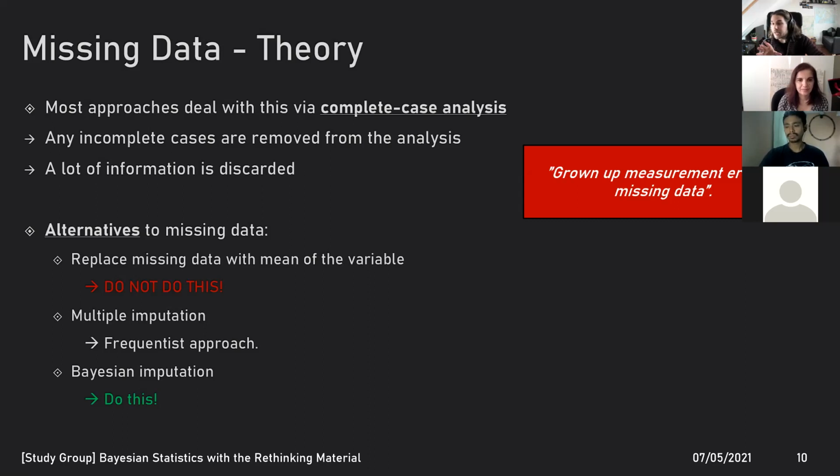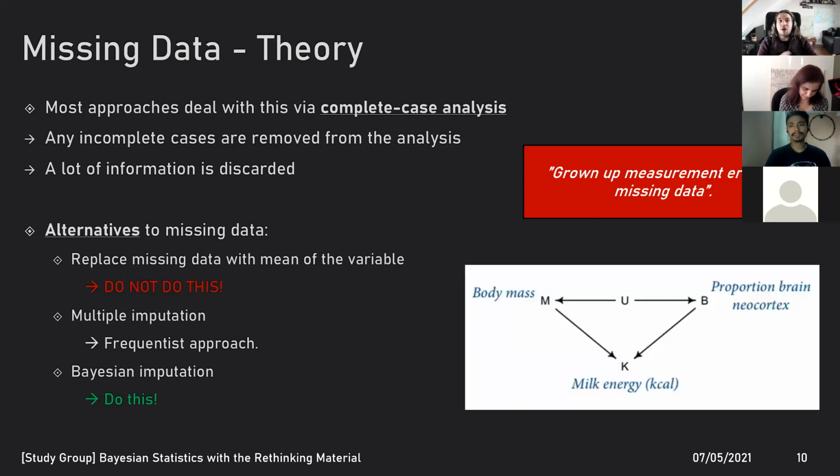Basically, just to sum this whole thing up, missing data is, and I love this quote from the lecture, that's why I bring it up here again, grown-up measurement error, because it's the ultimate in measurement error. If your measurement error is so great that it leads to missing data, there you go. Now, the example that we're going to run with in just a second is the body mass, milk energy, and neocortex proportion example from back in chapter 5, if I remember correctly.